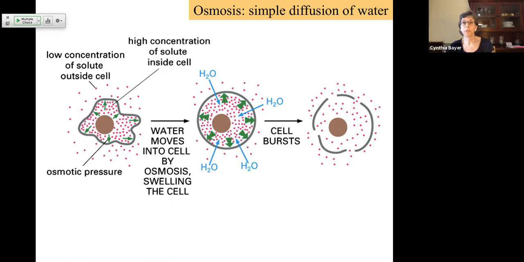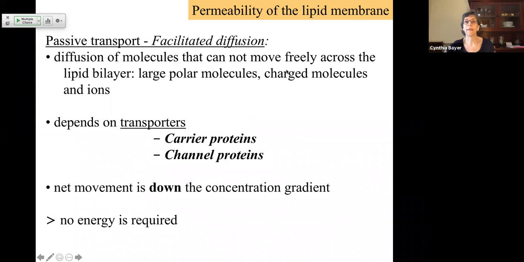So diffusion is movement of a solute from high concentration to low concentration. That's our simple diffusion. Now, there are some solutes that can't move across that lipid bilayer because they're either too large, because they're polar, or because they're charged, but they still can move across the membrane if they are facilitated in that movement by some proteins in the membrane. And so this is another type of passive transport that we call facilitated diffusion.